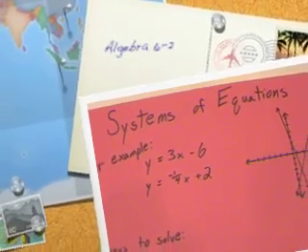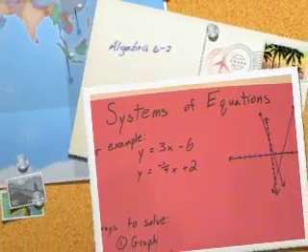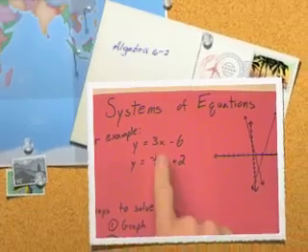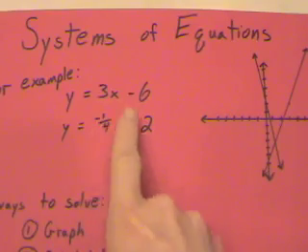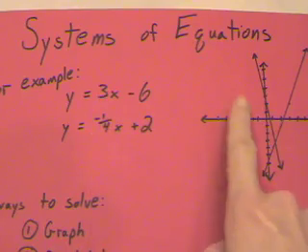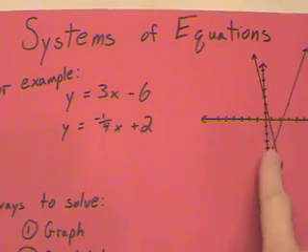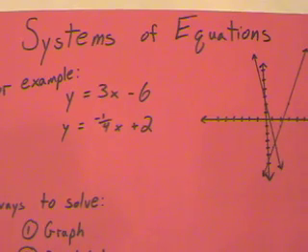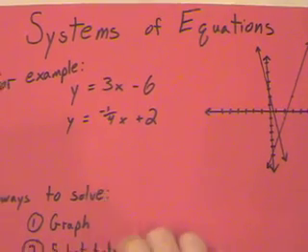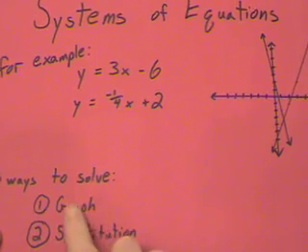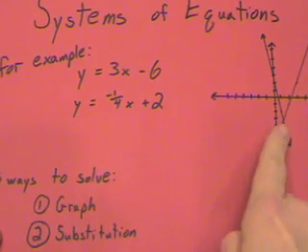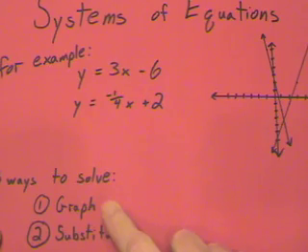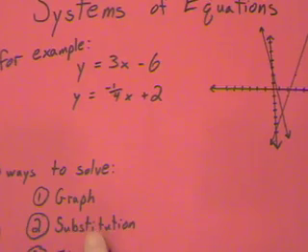Lesson 6-2. We are continuing with systems of equations. Remember, a system of equations is two or more equations, and the solution for a system of equations is the point that they have in common. The first way to solve these that we learned in 6-1 is to graph, but as we discussed in that section, that's a little inaccurate sometimes. So in 6-2, we're going to learn how to solve these through substitution.